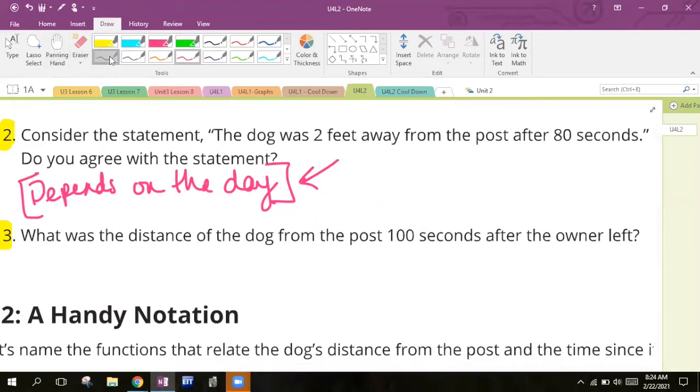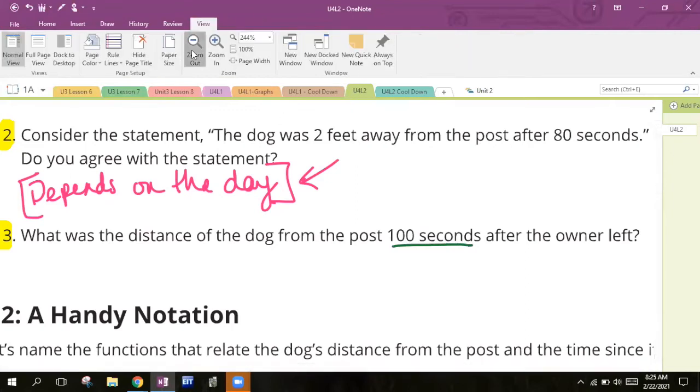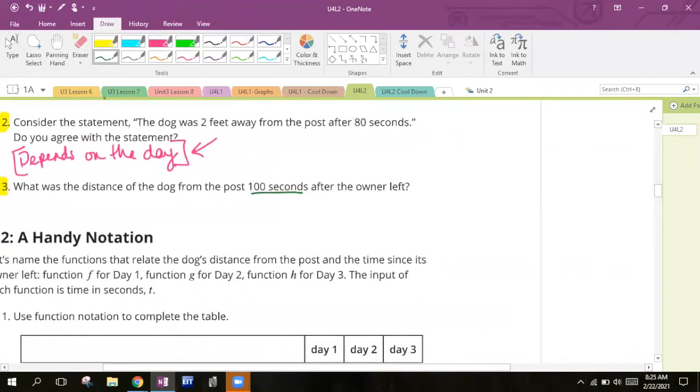All right, on number 3, it says, what was the distance of the dog from the post 100 seconds after the owner left? What is our same problem with this one? The day. They didn't tell us what day. Okay, so every single day we're going to get a different answer. So once again, it depends on the day.